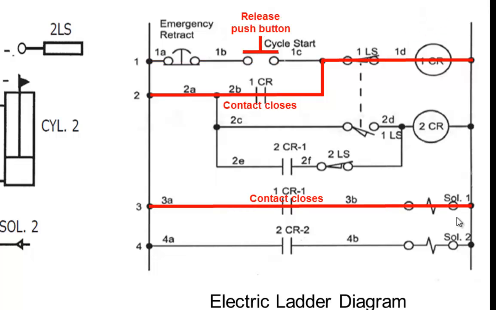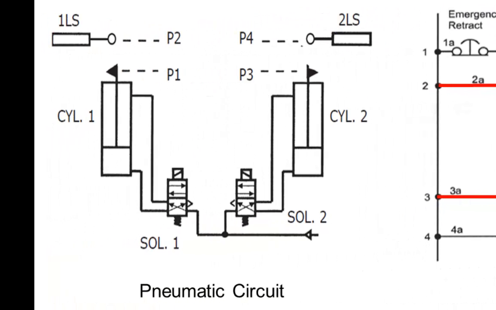When we release this push button, the coil stays energized because this set of contacts keeps it energized even though we've released this button. So the coil has closed some contacts, which is keeping itself energized. Now because this set of contacts is also closed, that solenoid number 1 is energized. Solenoid number 1 then would cause this valve to shift.